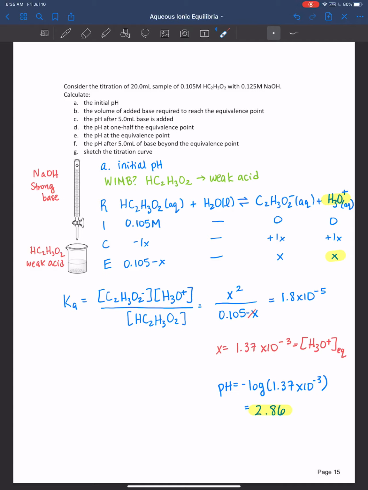All right, the next part's asking us to calculate the volume of added base required to reach the equivalence point. Now let's write down what the equivalence point means. So you always hear that the equivalence point is the moles of acid equals the moles of base. And that's true, but I want to be clear what base we're talking about here.